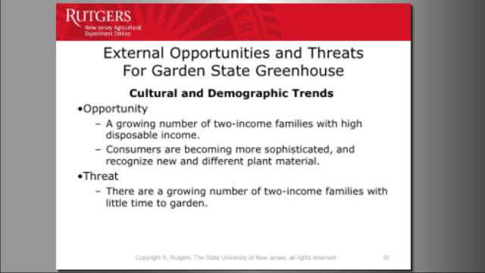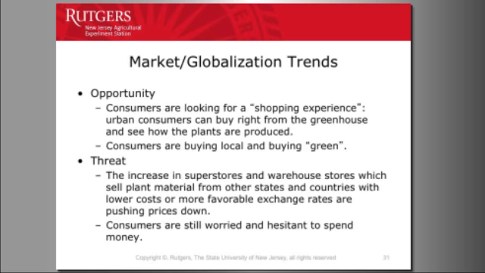The opportunities and threats are external, so I divided these into some categories too, the first being cultural and demographic. So an opportunity: there's a lot of two-income families with high disposable income in the area. And consumers are sophisticated and they want new and different material, not just what the big box stores offer. A threat: the two-income families don't have much time to garden. So, you know, a lot of these things are a double-edged sword. A strength can also be a weakness.